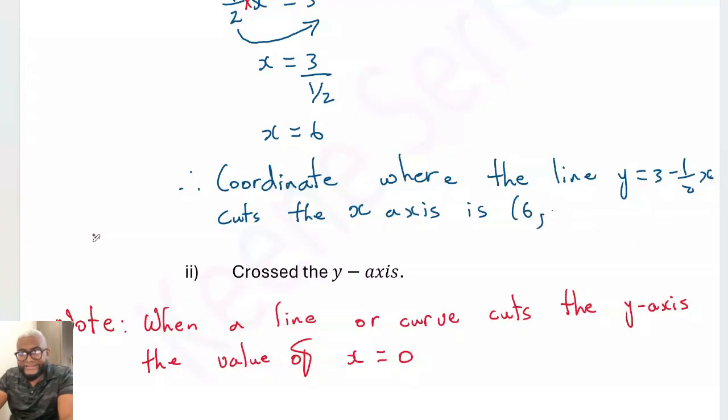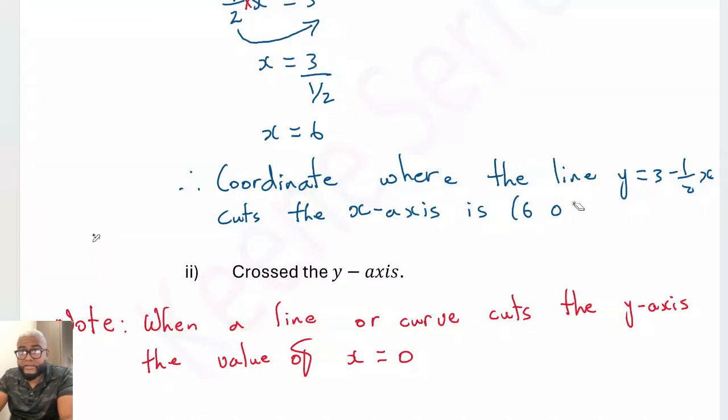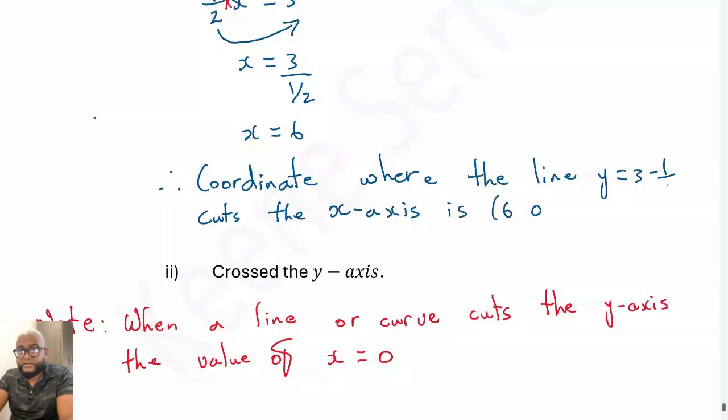Yeah. 6, comma, what's the value of y? When a line is cutting the x-axis, what's the value of y? 0. Right? So this coordinate would be 6, 0. I'll just fix something. Sorry. All right, this is 6, 0.